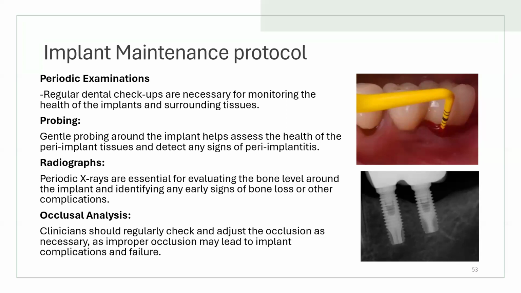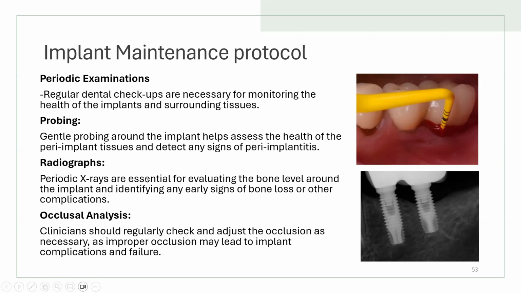Okay, now for the recall visits, we should do periodic examination. What should we do with this examination? We do probing. The probing is to detect any active disease. So we look for signs of peri-implantitis, for active bleeding. And when we do probing, if we have teeth with periodontitis, we shouldn't probe these teeth and then go on to probe the implants, because we would move the load of bacteria from the tooth to the implant.